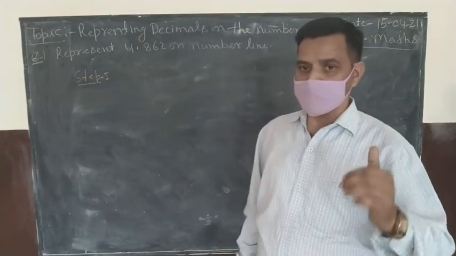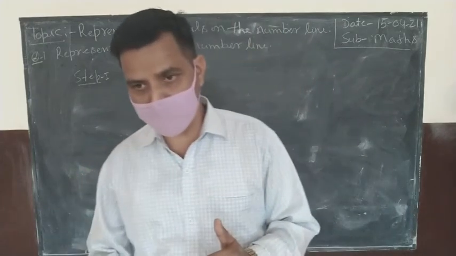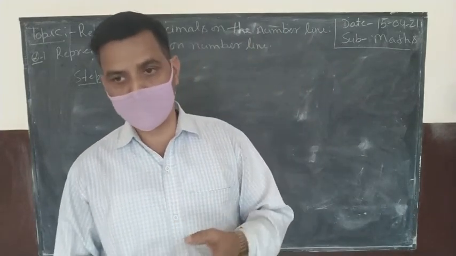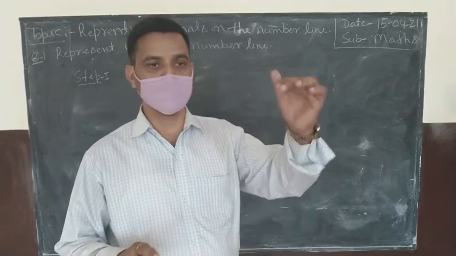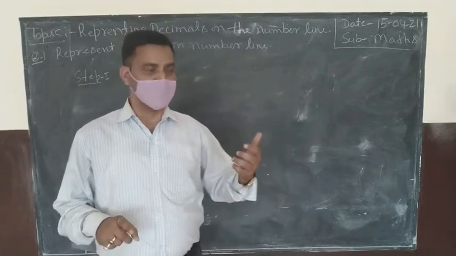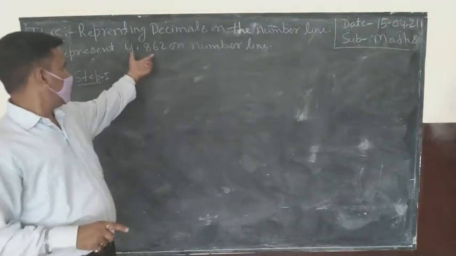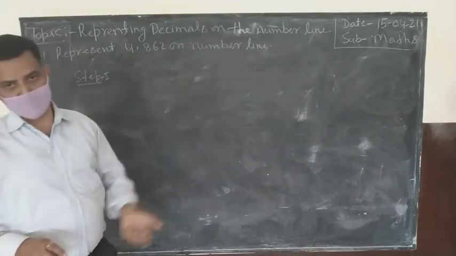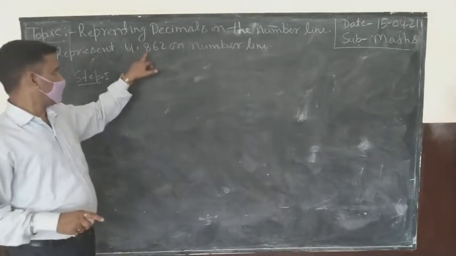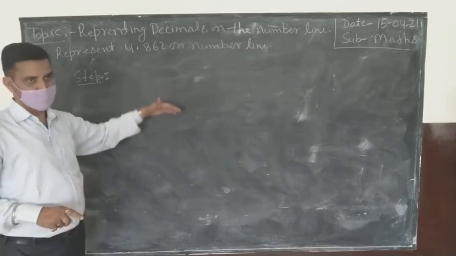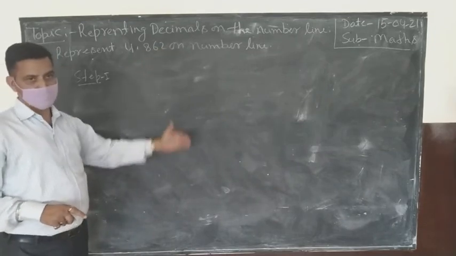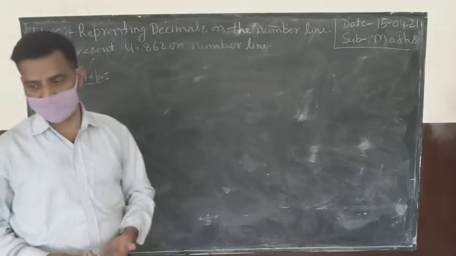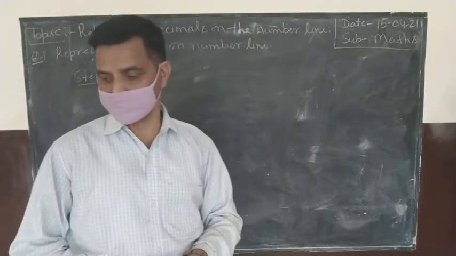This number we will represent on the number line step by step, not in a single step. We will represent it in 3, 4, or 5 steps according to the number. It depends on how many digits there are after the decimal: 3 digits after the decimal, 3 steps; 4 digits, 4 steps; 5 digits, 5 steps.